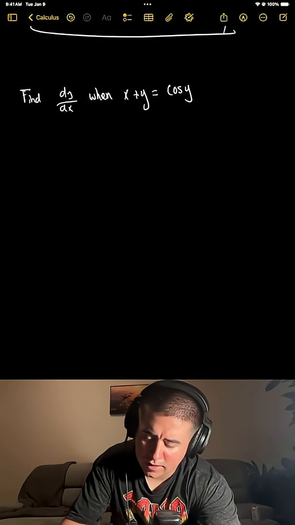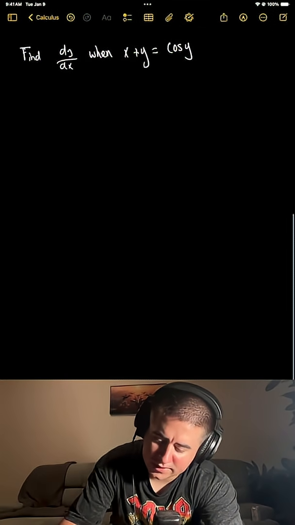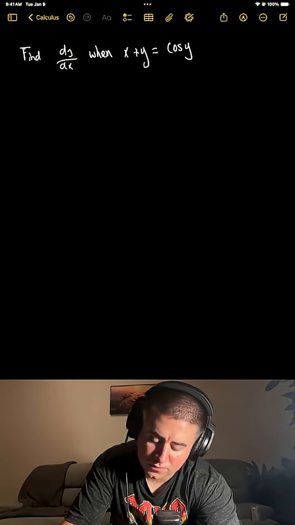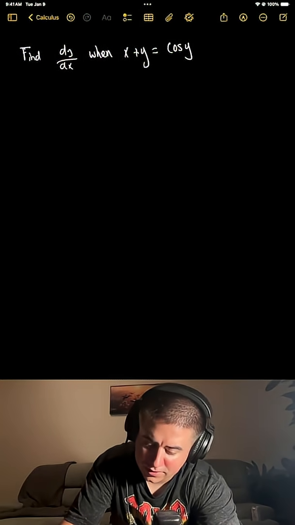But anyways, let's go ahead and find dy/dx here. So we're using implicit differentiation. We have two separate y's, so it's kind of impossible to just solve for y. So that's when we use implicit differentiation here. At least that's one of the reasons.